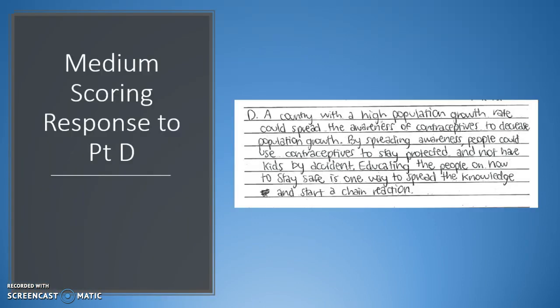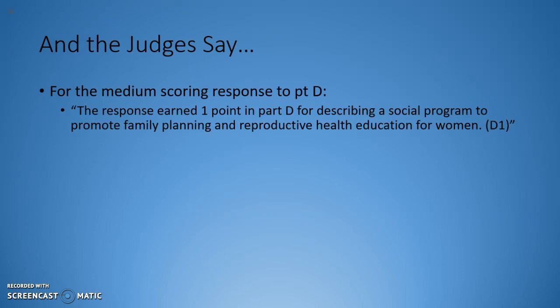And because they were specific and they said birth rate, they're going to get the A for the social impact. Okay, our medium scoring response here, I'll have you pause it and take a moment to read this, and tell me how many points you think it gets. And see if you can figure out where you think the points are. So go ahead and pause the video here. Okay, so the medium scoring response to Part D, the judges said that they got 1 point for describing social programs promoting family planning and reproductive health education for women. They did not get the second point. They didn't say enough really about what that impact would be.